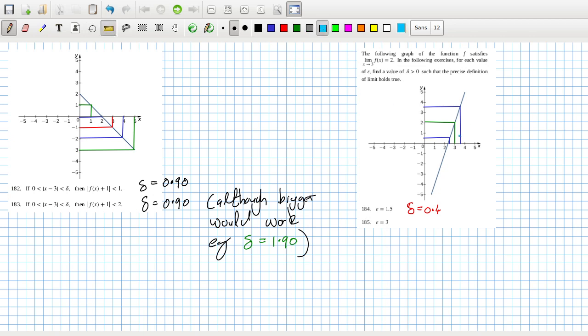So within 3 of 2, so that would be 5. Looks like it's gone to 4, and minus 1. So it's going 2, 2 to 3, 3 to 4. That looks like 1. So again, I'll play conservative and go 0.9.